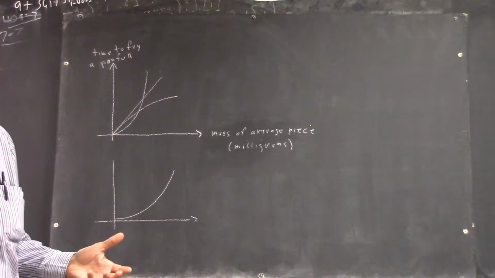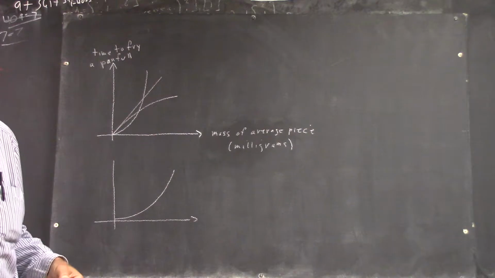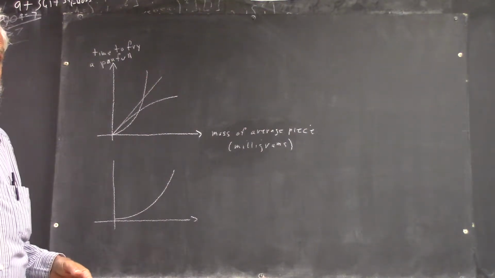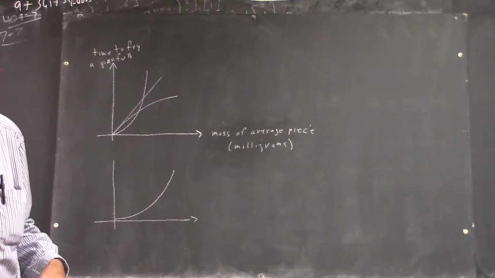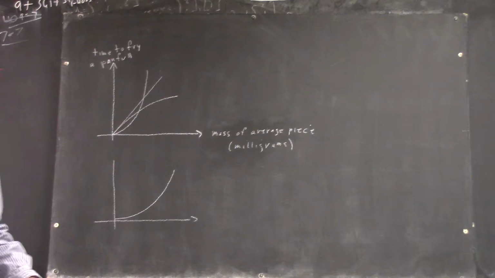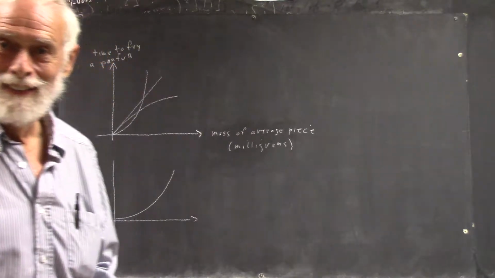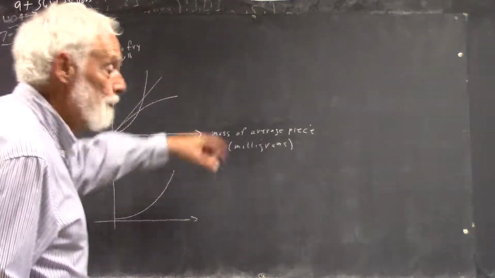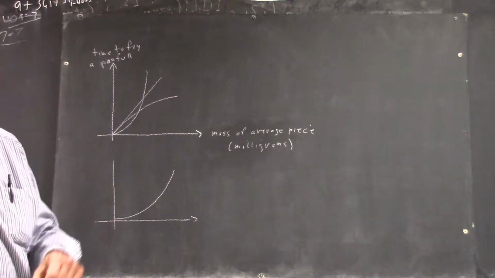Are there any other numbers you can't have for the mass of a piece? You ever seen anything with a mass of 0? Mm-hmm. No, if it's got a mass of 0, it ain't. Doesn't exist. Okay? I mean, photons, yeah, but we're talking about matter. If it's matter, it's got mass. Okay?